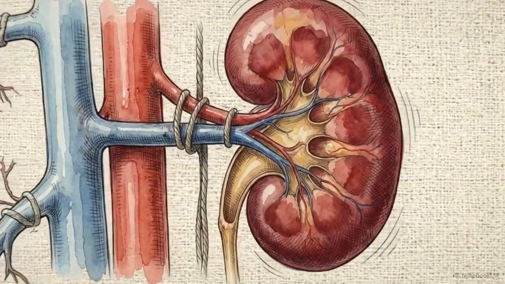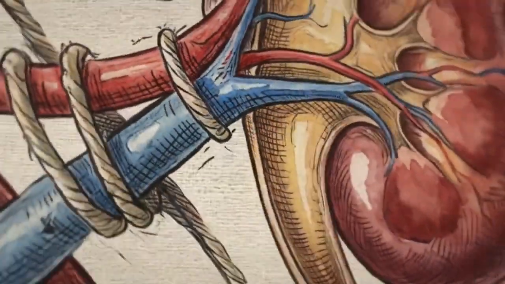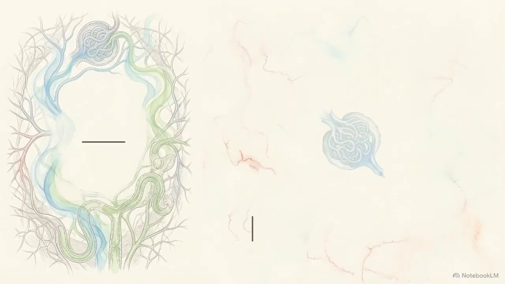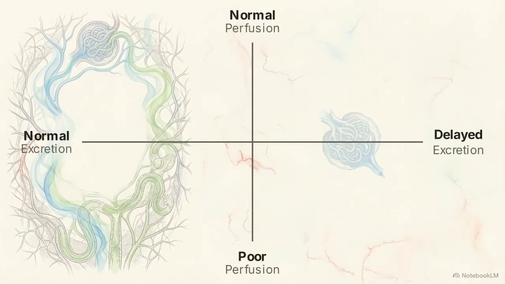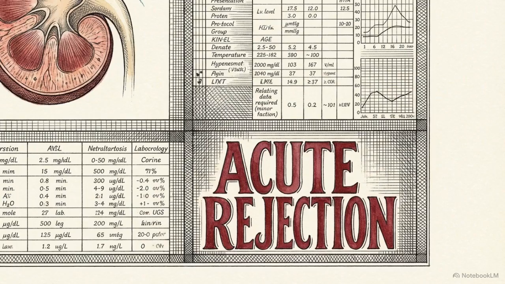In the immediate postoperative period following a renal transplant, interpreting these kinetics becomes a matter of organ survival. This graph breaks down the most critical diagnostic challenge, separating acute tubular necrosis from acute rejection based entirely on kinetic data. Acute tubular necrosis, or ATN, has a distinct signature. The new kidney maintains normal arterial perfusion, but cellular excretion is significantly delayed, resulting in an elevated 20:3 ratio.